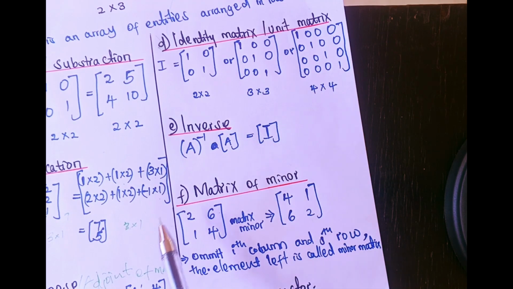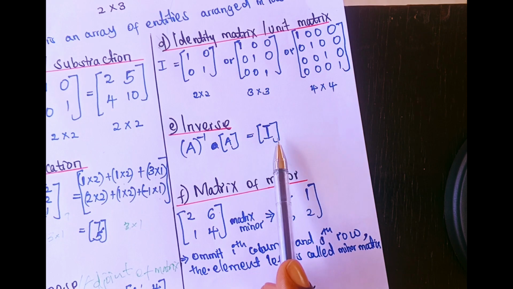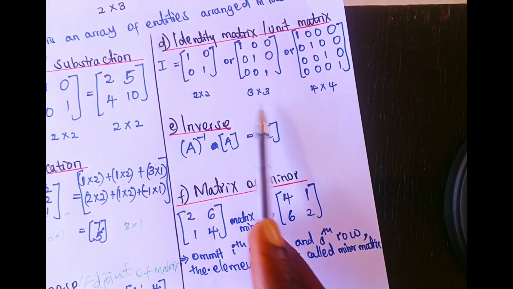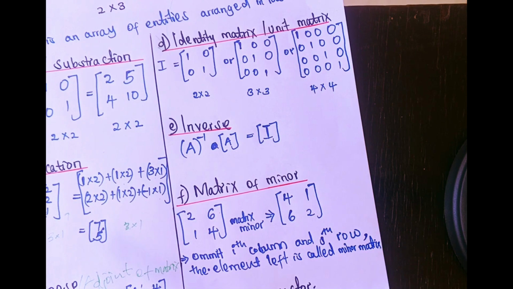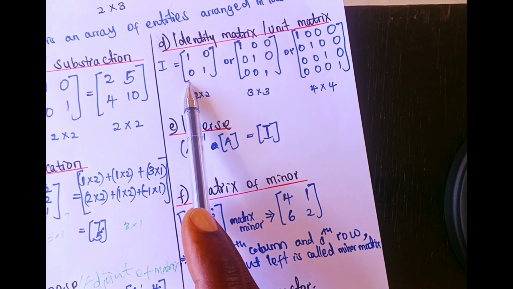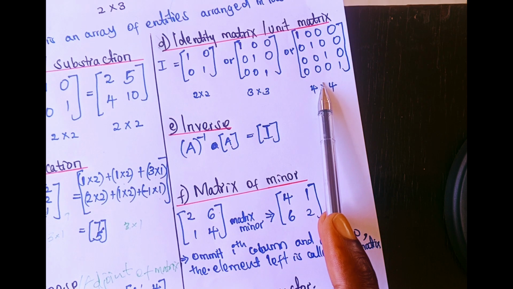Inverse of a matrix. For the inverse of a matrix, if you multiply the inverse of a matrix by the matrix, you always get its identity like this. If it were a 2 by 2 matrix, if you multiply the matrix by its inverse, you're going to get this identity. For a 3 by 3 matrix, you will get this one. And for a 4 by 4 matrix, you will get this unit matrix.